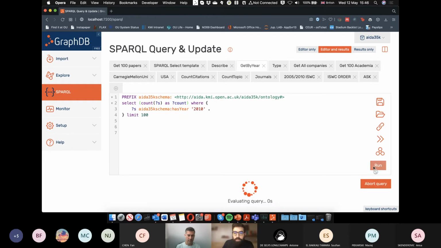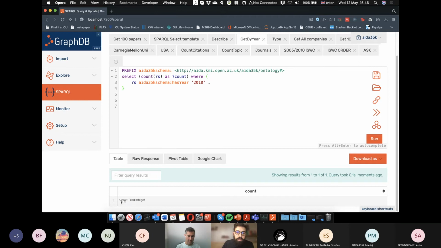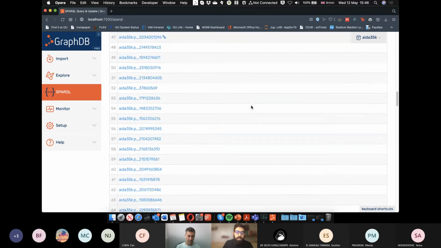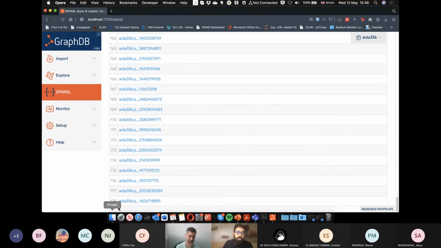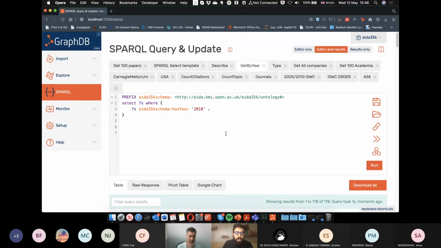Of course, SPARQL is confused. So, for example, in this case, limit I don't need anymore, because it's going to give me just one number. So it's telling me that there are 178 papers that have been published in 2010. In case we don't know, we know that is a fairly good, manageable number. So we can remove the limit, and it's going to return all 178 papers, which are listed here. So those are all the papers in this dataset that have been published in 2010.